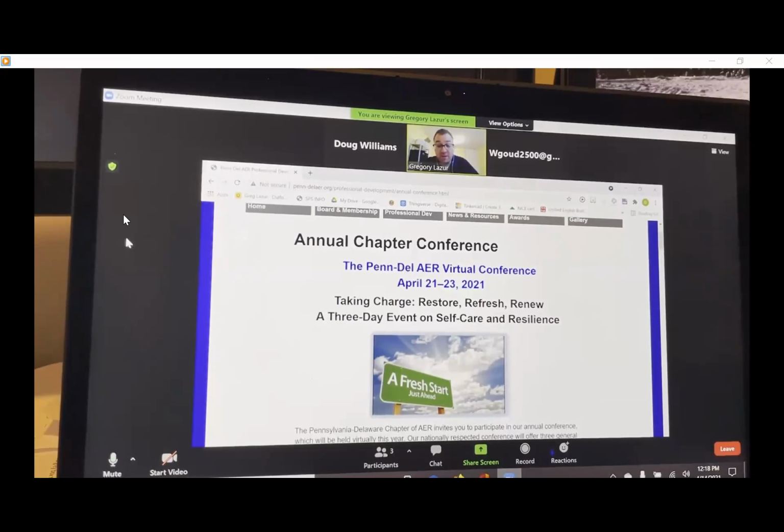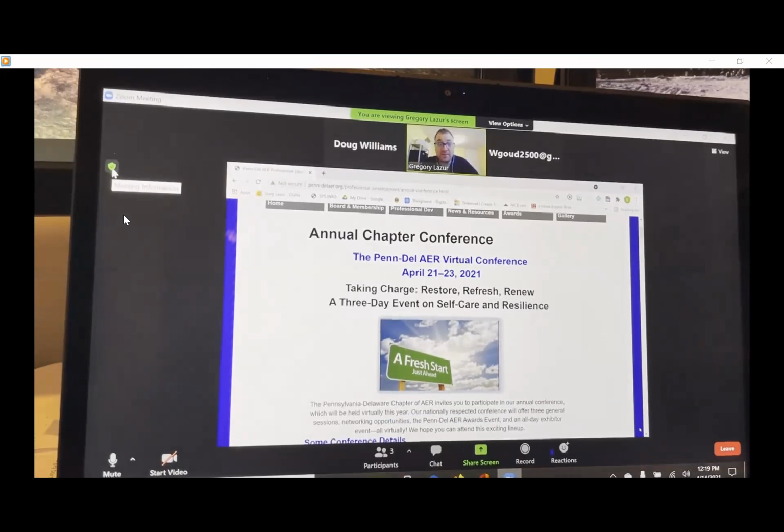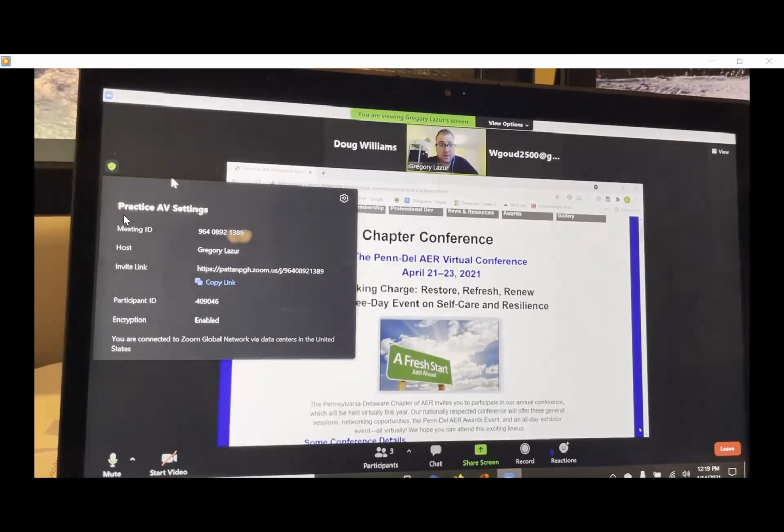So to hide non-video participants, you're going to take your mouse into the upper left-hand corner where you see a green shield with a checkbox. If you're having trouble finding it, you can also hit the Alt key. Okay. So I found this box and now I left click on it. And it brings up the name of the meeting and all that information. What do I do now?